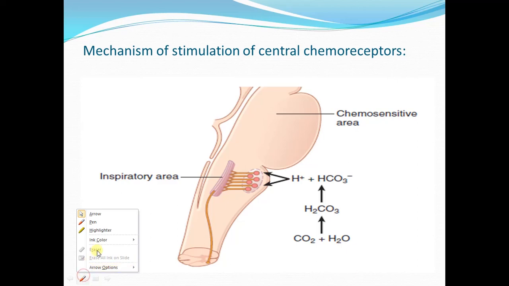Increase in the concentration of hydrogen ions. जब hydrogen ions ज़्यादा हो जाएंगे, increased concentration will stimulate the neurons in the chemosensitive area. Now, how are these hydrogen ions going to be increased? These hydrogen ions are increased as a result of an increase in the partial pressure of carbon dioxide in the arterial blood.